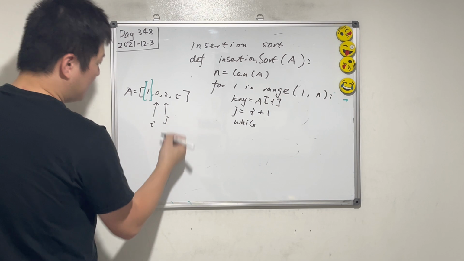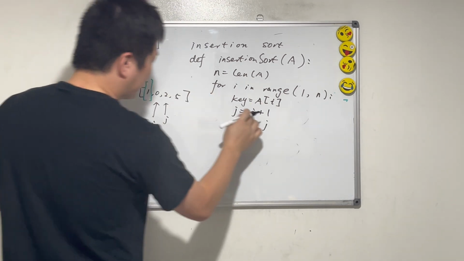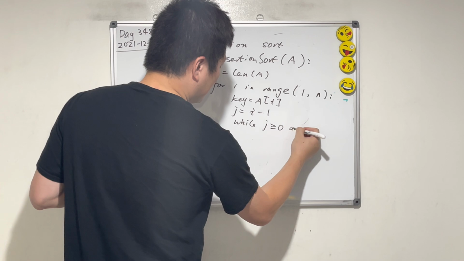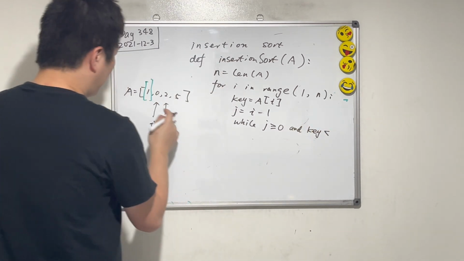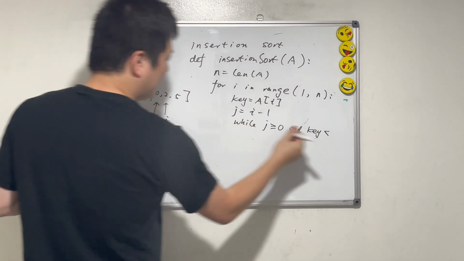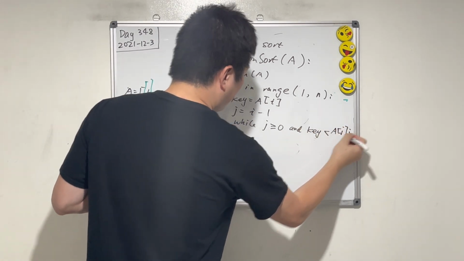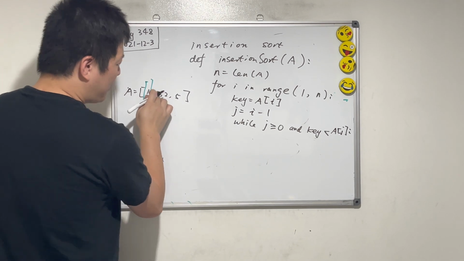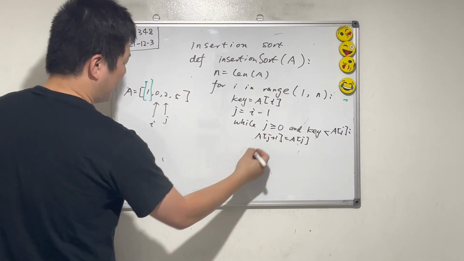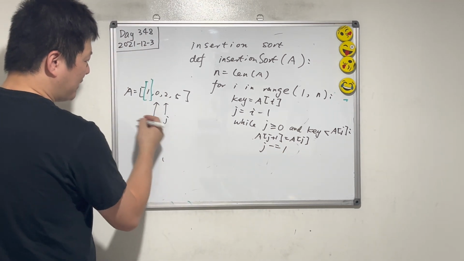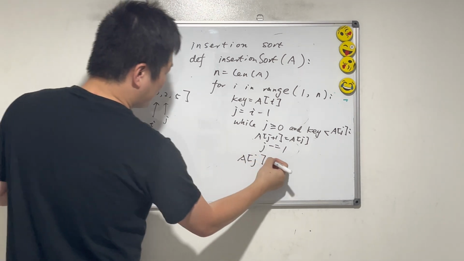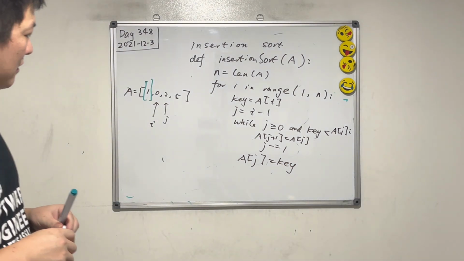J is here. So j is i minus 1. j bigger than or equal to 0, right? And as long as the key is smaller than this value, Aj, then what do we do? We need to set Aj plus 1 equals Aj. That's how we shifted it, and then j minus equals 1. And at the end, we want to set this value, Aj equals key, am I right? Make sense?